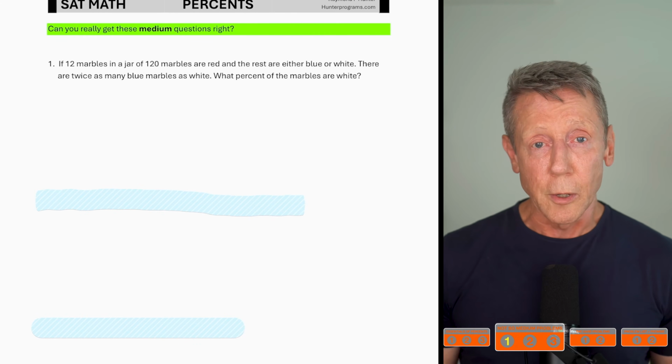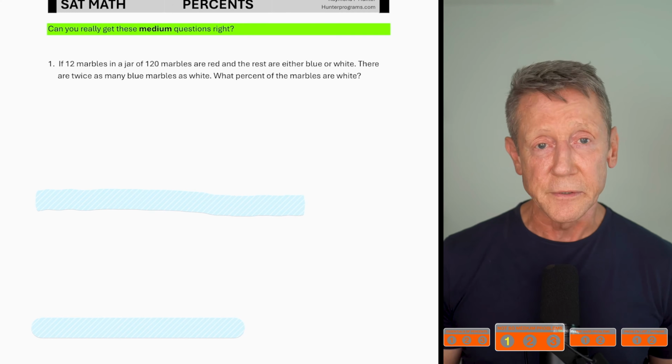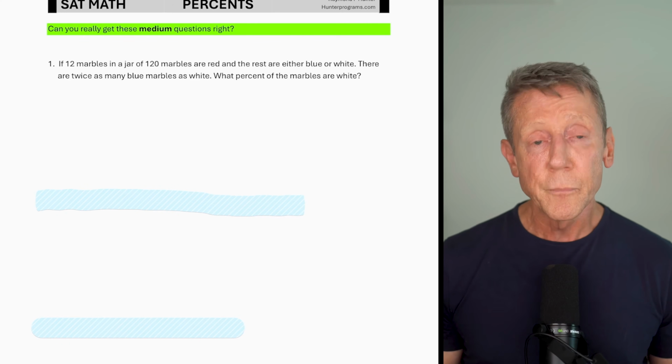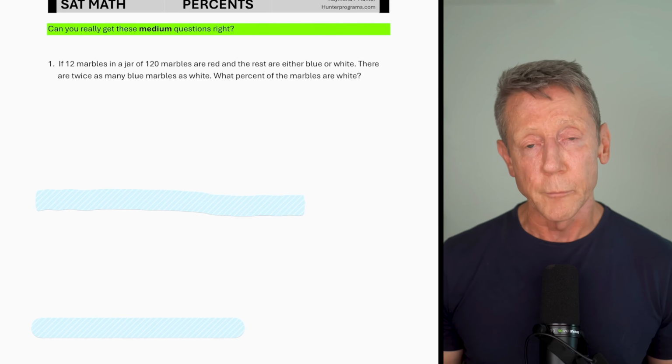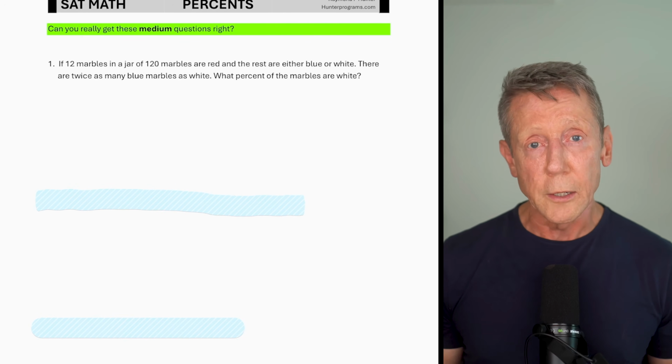Now let's look at the medium problems, which combine the basics we just learned with some twists that are classic to the SAT and other standardized exams. Reading the first problem, I see we have a jar of marbles. Some are red, some are blue, some are white. So I'm going to go ahead and write a relationship for that.